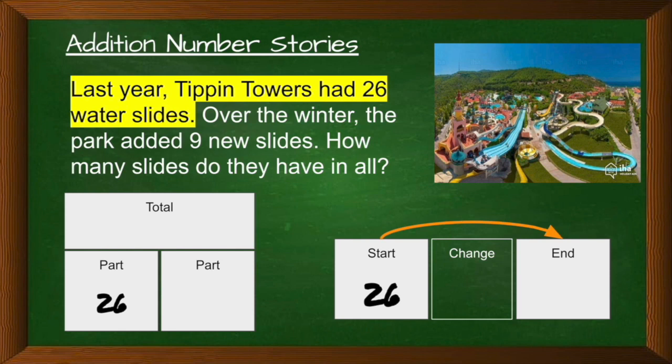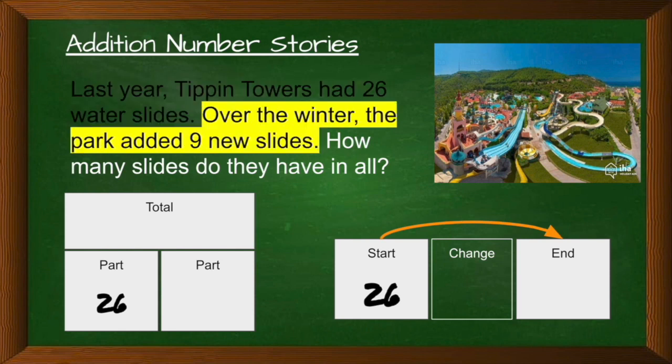Now I'm going to read the second sentence. Over the winter, the park added 9 new slides. Well, that's another part. So I'm going to add that part into the part-part total. Or I know that 26, well, we've changed that. We've added 9 more.